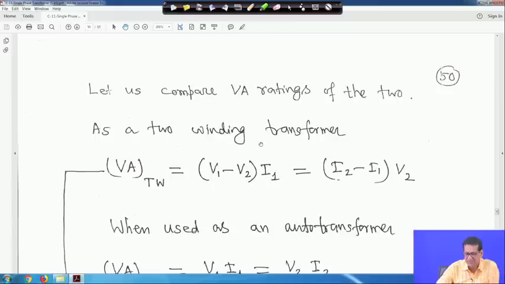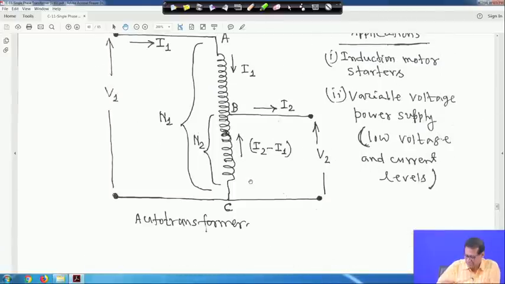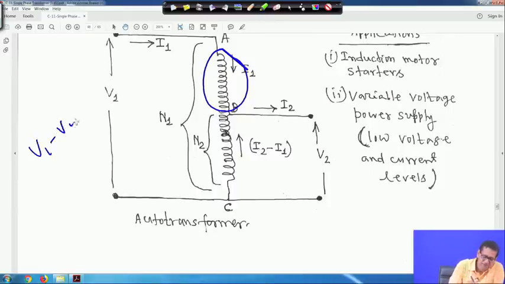As a two winding transformer, TW stands for two winding. So, for the two winding transformer, V1 minus V2 into I1 is equal to I2 minus I1 into V2. As if you go like this, as if this is one winding. So, the total voltage here is V1, and this is V2. So, the voltage here is V1 minus V2 and the current flowing through this is I1. This is the volt ampere rating for this winding, as if the two windings are separate.